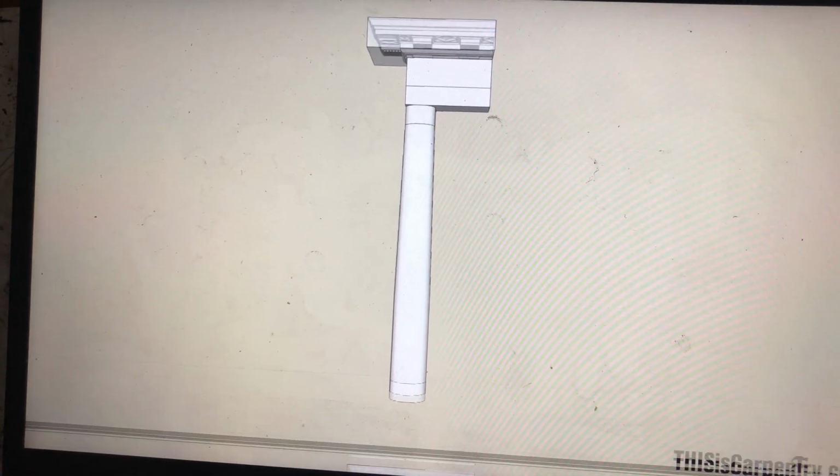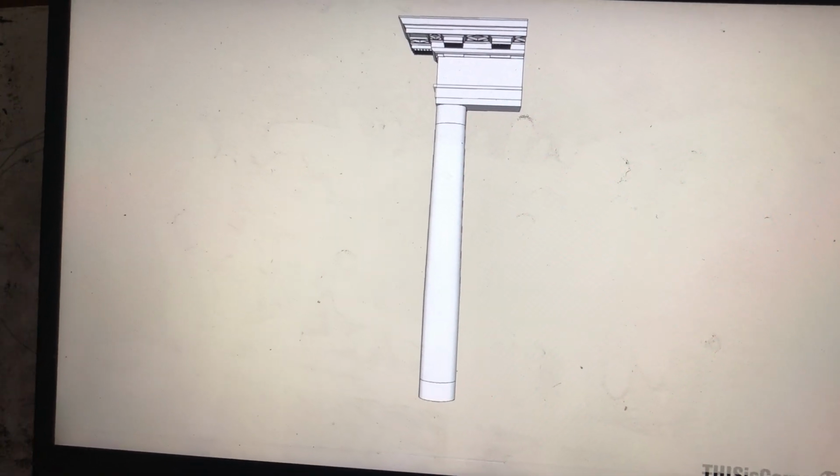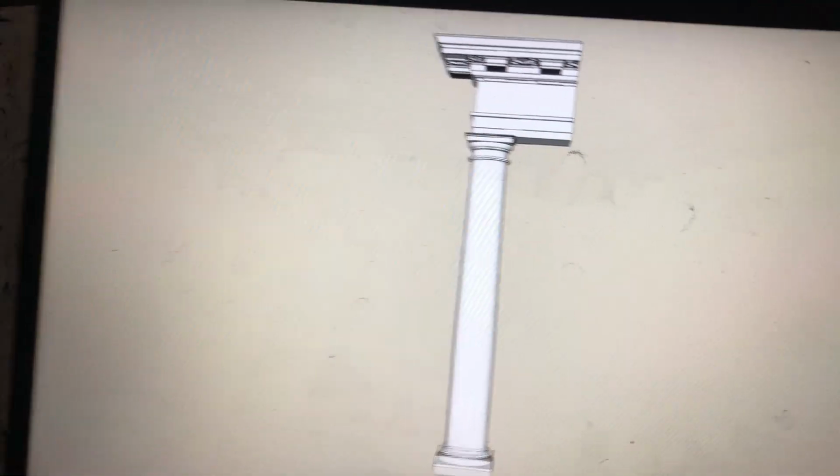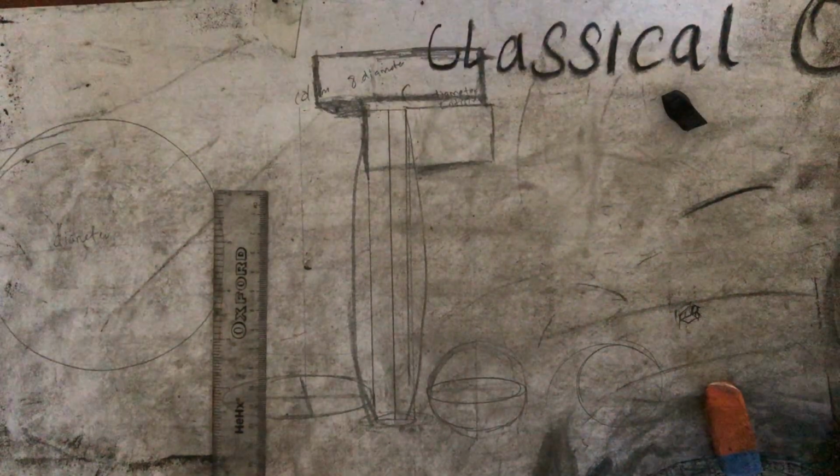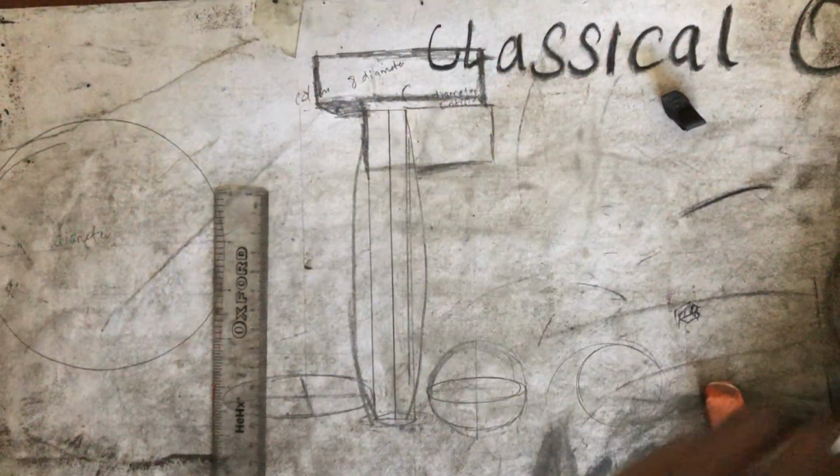The cornice, architrave, capital and base, and then the final details, including the triglyphs, columns, chains, and flutes.